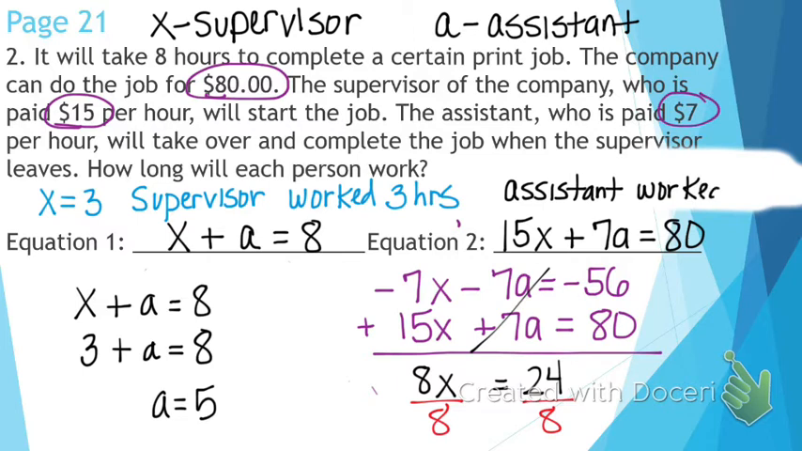How many hours did you say? 5 hours. Yeah, so you can use either equation. Once you know one is 3, then the other one is just going to be 8 minus that number. And that is that. All right, go ahead, read number 3. Try to write your equations for question 3.